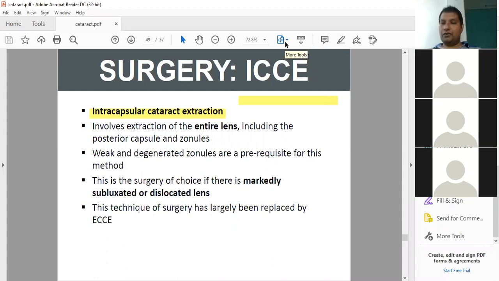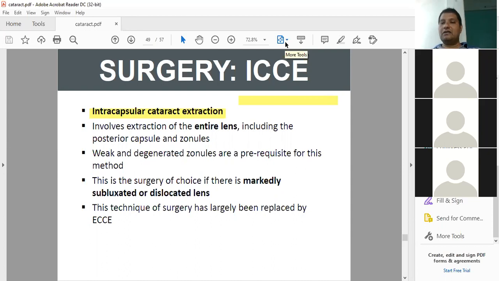So today we have covered the differences between mature and immature cataract. Then we have covered the indications of cataract. Please go through these indications very minutely. There are only three types of indications. And then we have covered the preoperative workup of a patient with cataract.